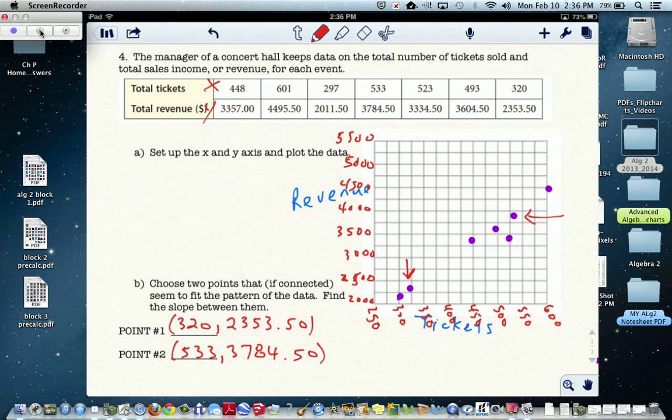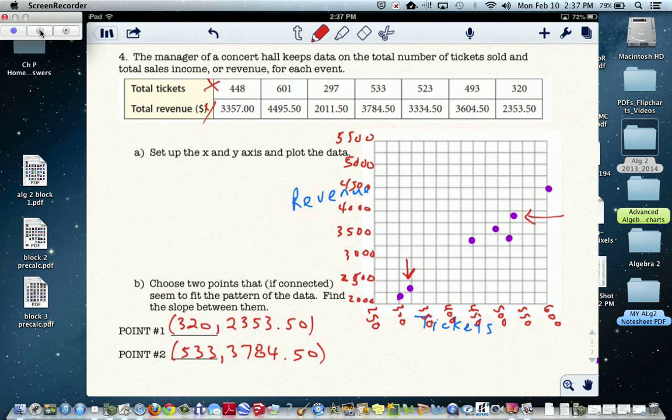In this next problem, the manager of a concert hall keeps data on the total number of tickets sold and total income, or revenue, for each event. So I'm going to put tickets along the x-axis and y along the y-axis. And so you can see how I've marked out the axes with the numbers. You may want to pause and do that. I've plotted each point with a purple dot.